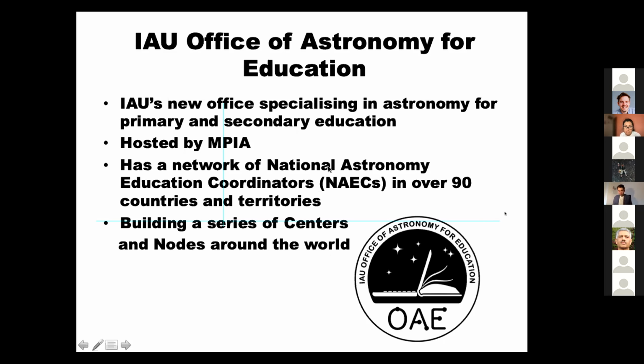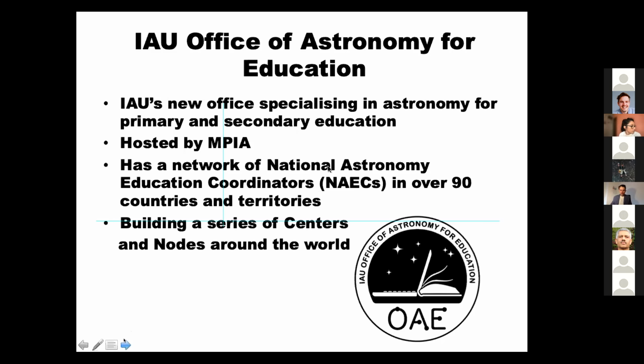So the Office of Astronomy for Education is the IAU's new office specialising in astronomy for primary and secondary education. It's hosted by MPIA. And part of our initial setup phase, we've been building a series of national astronomy education coordinators. These are teams of typically up to 5 people, although a few countries have more than 5, in many different countries and territories, who are meant to work both with the education community in their country and also with us in developing educational resources that are appropriate for their country. We're also building a series of centres and nodes around the world. We're going to have an announcement on that relatively soon.